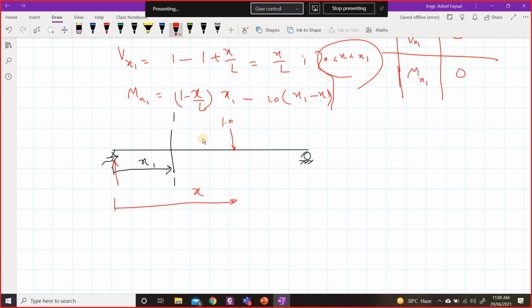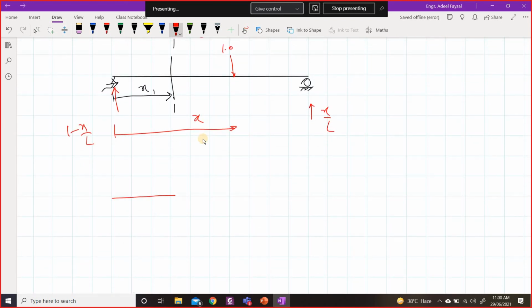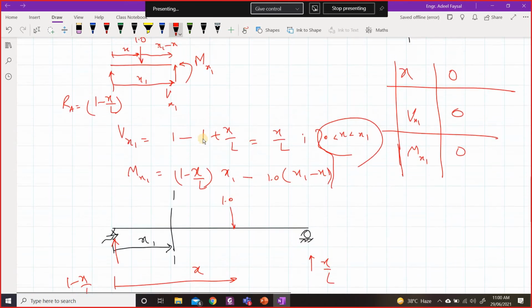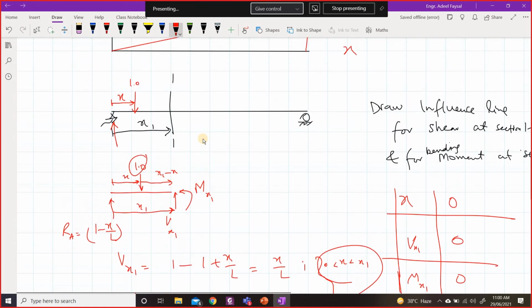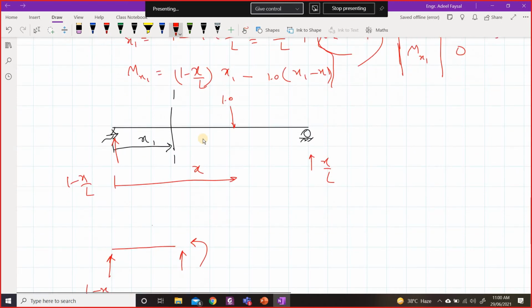So what does it mean? Now, again, this direction would be 1 minus x over L, and this one would be x over L. So you need to cut the section over here. This is 1 minus x over L. I need to know the shear and bending moment at these locations. This time we do not have this load over here. So earlier we were having the load over here, so the free body diagram also included that load. Now the load is on the other side.